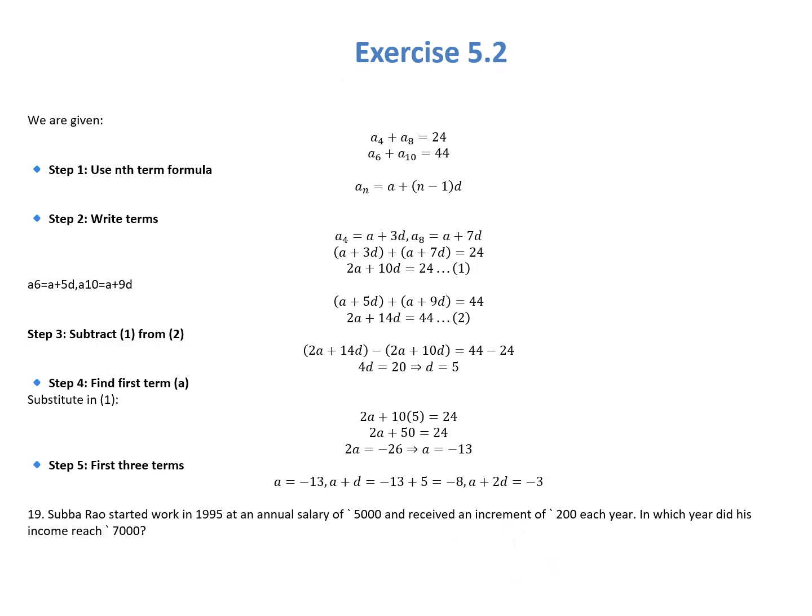Okay, so we'll solve it. What we have been given, a4 plus a8 is equal to 24 and a6 plus a10 is equal to 44. We'll put those values, solve the respective equations, and then we get the final answers, and then we get the first three terms of the AP as well.